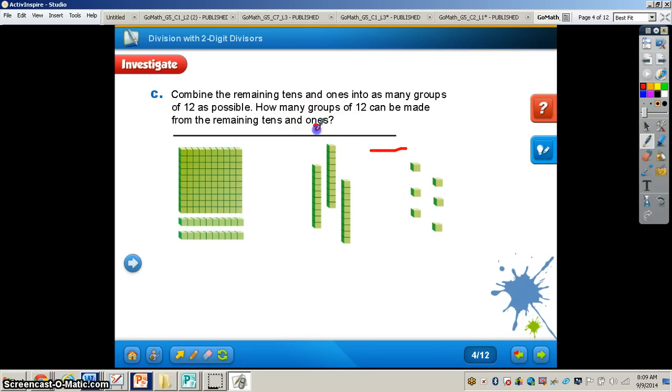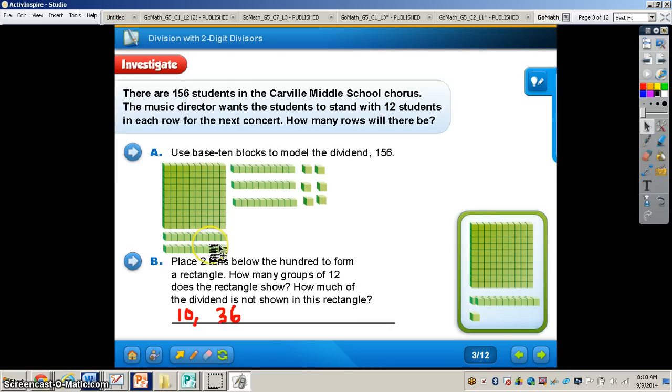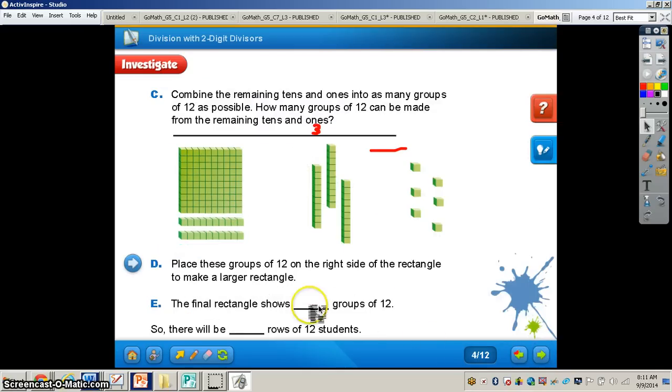Okay, so 3. Okay, so it says for letter D, place these groups of 12 on the right side of the rectangle to make a larger rectangle. Okay, so I didn't spin these around, but we can easily see what we're doing here. Okay, so we can see that the way we have all of our base 10 blocks laid out, it shows 13 groups of 12. So for letter E, I want you to write down 13 groups of 12.